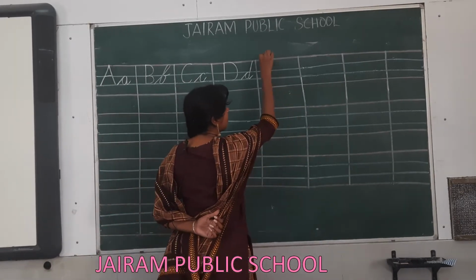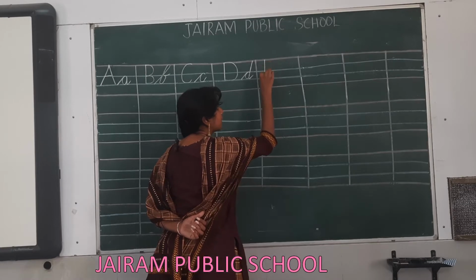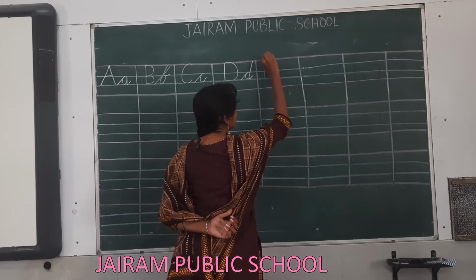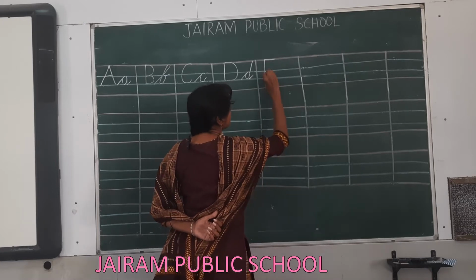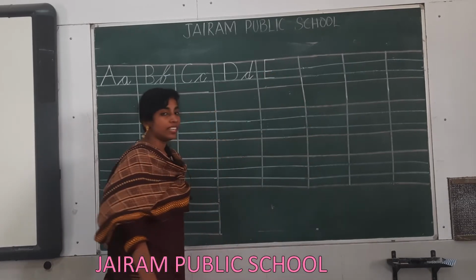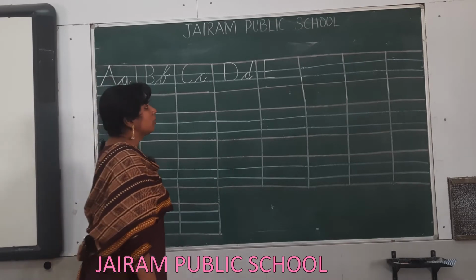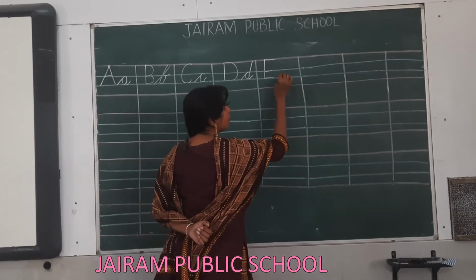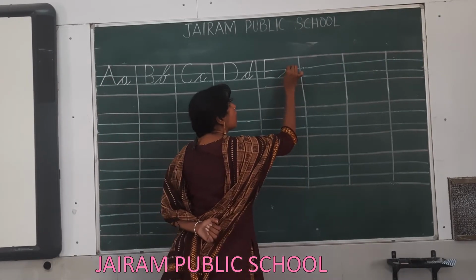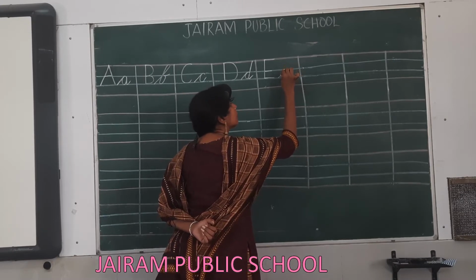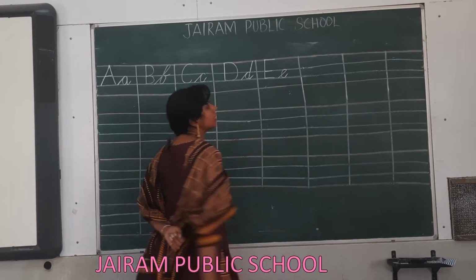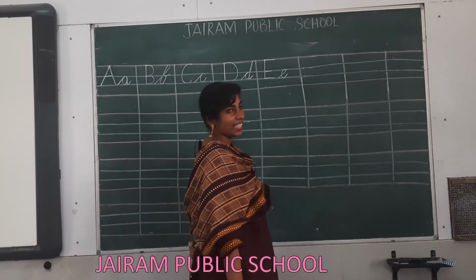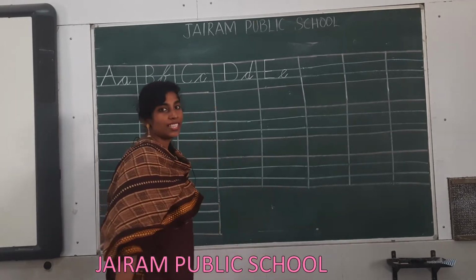To write E, a straight line from the top line to the baseline, a sleeping line on the top line, a sleeping line on the midline and a sleeping line on the baseline. Letter E. How do you write lowercase cursive e? Upward forward slant, anti-clockwise loop, under curve, upward forward slant. This is letter e. The next letter we are going to write is letter F.